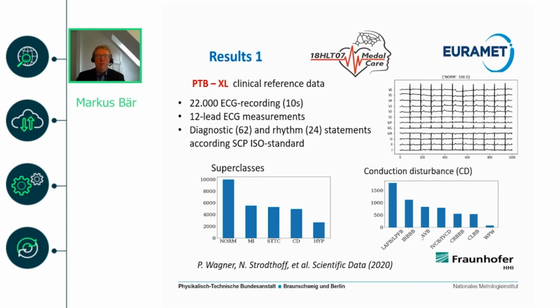So about half of the ECGs were from healthy, normal people. Then there are different pathologies, and each of these pathologies goes again into subclasses. This was done in collaboration with the Fraunhofer Heinrich Hertz Institute and is published in Scientific Data.